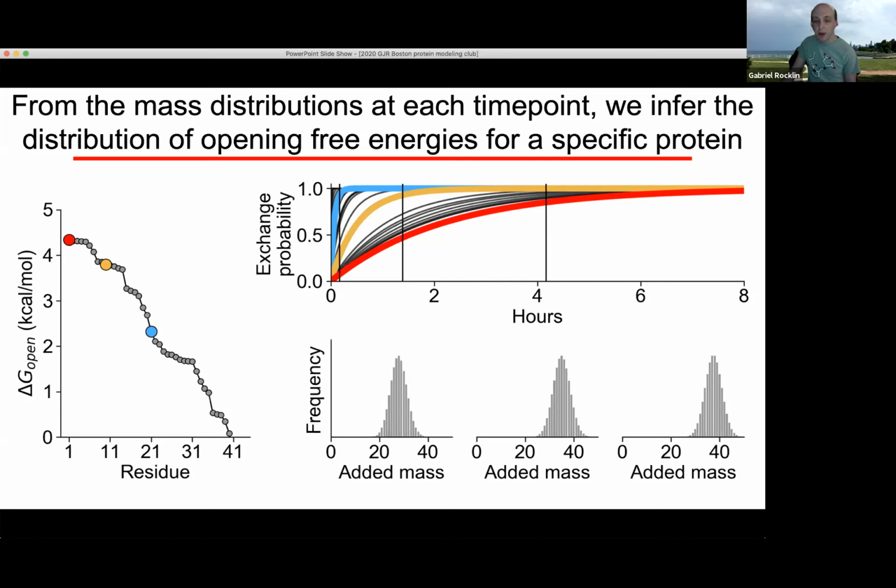We take 20 time points that can help resolve between like 0 and 4 kcal per mole. And then we take another 20 time points that kind of cover the range from like 4 to 8 kcal per mole. That's actually huge overkill. I haven't figured out exactly how little data you need, but we're basically just collecting way more data than we need because the time requirements to do this and the sample requirements are very low.